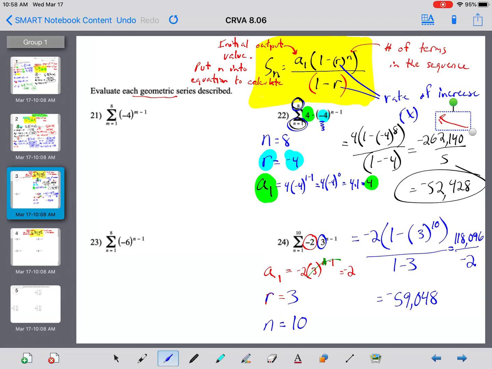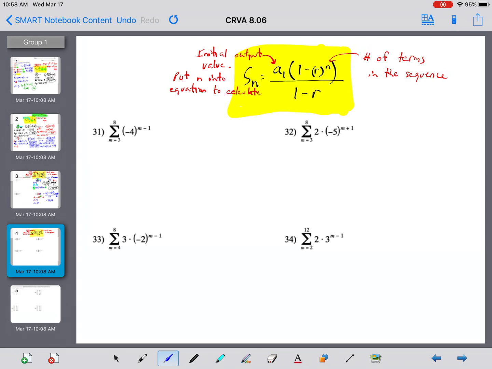When you go up through 29, they're all very, very similar to that, folks. When we get to 31, it's still a geometric series. However, what changes is our initial input is now 3. We can use the same equation. Our rate here is going to be negative 4. Our number of values, careful, remember it's now 3 through 8. So take 8 minus 3, that's 5, but then add 1. We have 6 terms here, 3, 4, 5, 6, 7, 8.